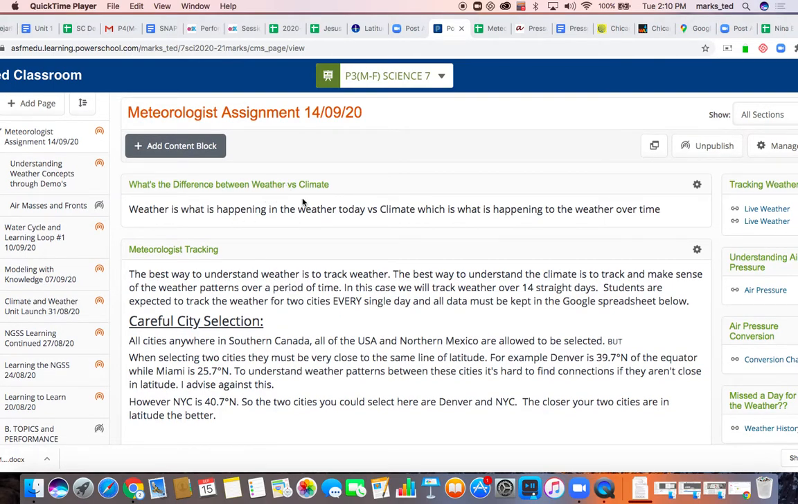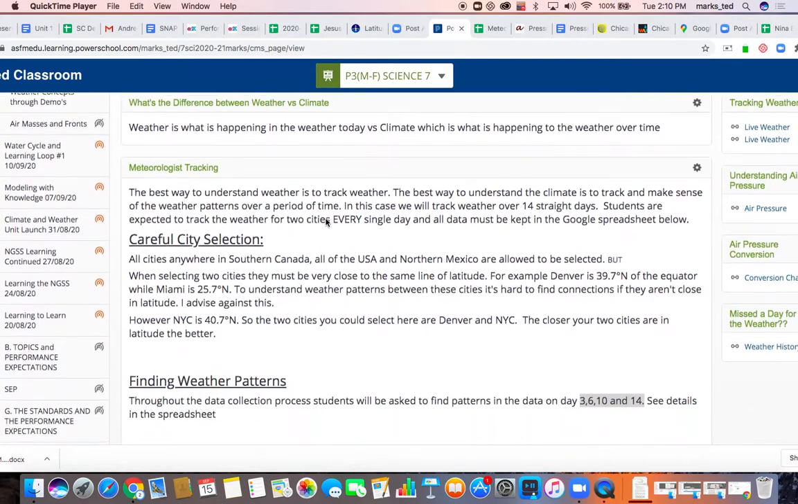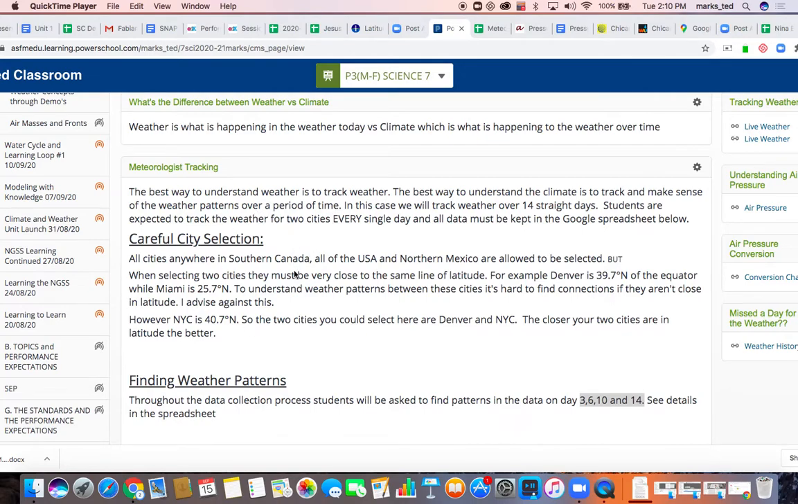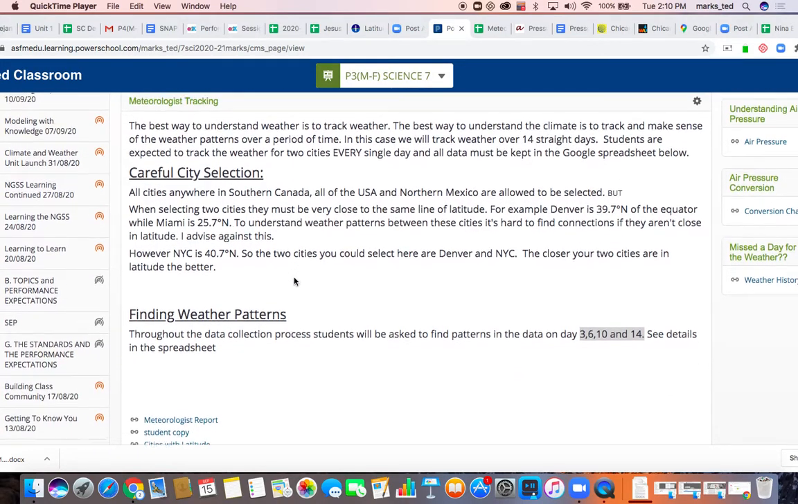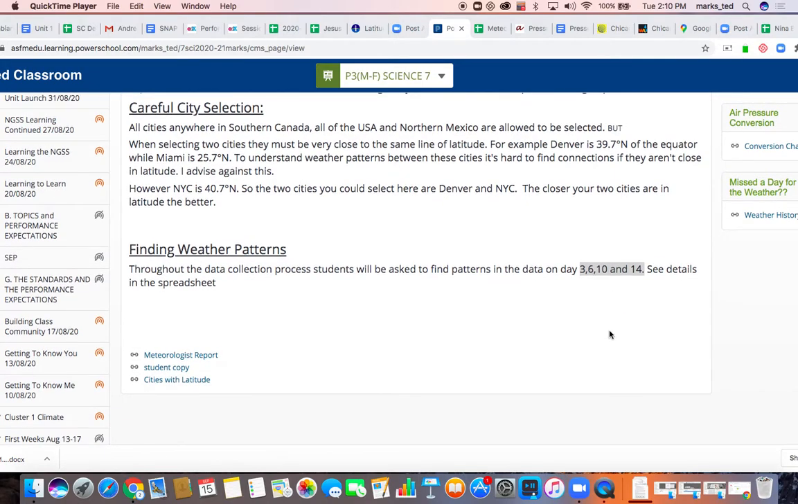So this is my Haiku page. It's called the Meteorologist Assignment, and I've posted it on the 14th, which was a few days ago. It talks a little bit about the difference between weather and climate. It talks about why we're doing this meteorologist assignment, and it tells us about finding weather patterns on day 3, 6, 10, and 14 of this assignment. This assignment will take 14 days.